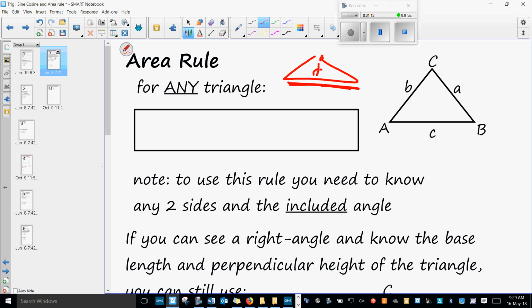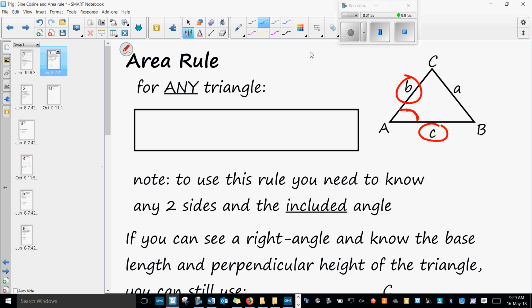So the area rule enables you to find the area of any triangle as long as you have an angle and the two sides surrounding it. If you have an angle and the two sides surrounding it, you can find the area.